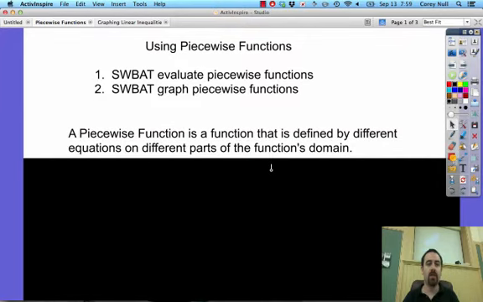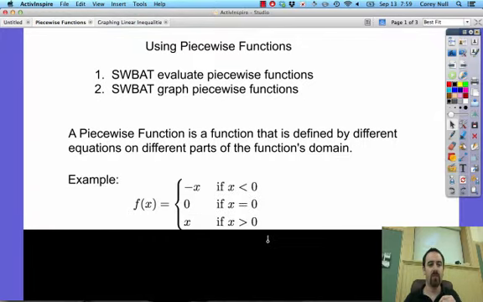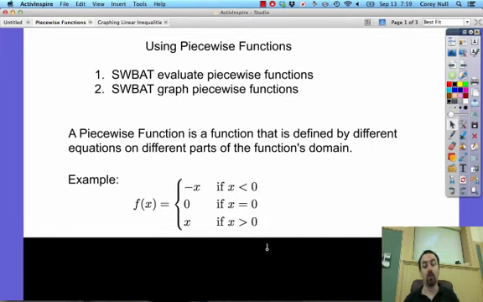Okay, so basically a piecewise function is a function that's defined by different equations on different parts of the function's domain. You've probably all seen these before. Maybe you haven't used that kind of language to talk about what they are. But I'll show you an example of one here real quickly, and you'll see what I'm talking about. So a piecewise function usually has these braces here, or one brace, I suppose.